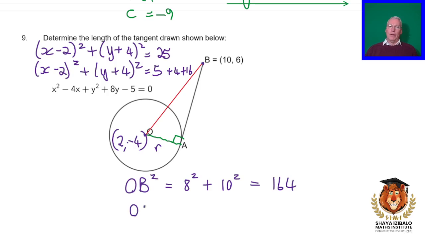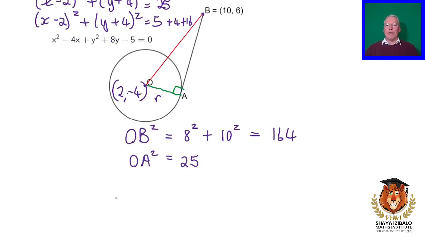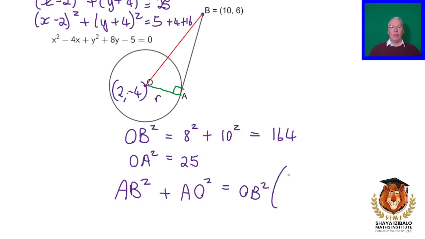OA squared, that's the radius squared, that line there, is 25. And we know that AB squared plus AO squared, or OA squared, equals OB squared. That is Pythagoras. The reason we can use Pythagoras is because we know that the radius is perpendicular to the tangent.